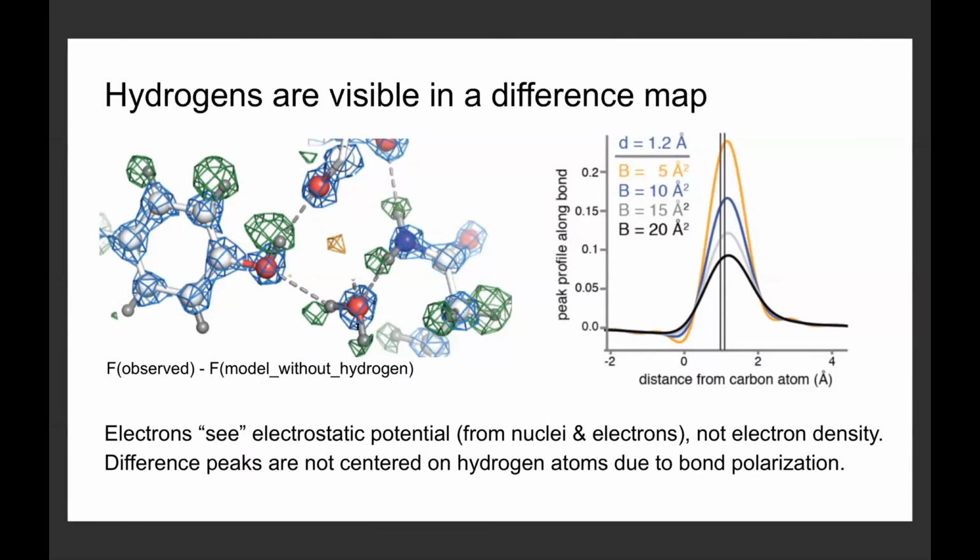Electrons see electrostatic potential or Coulomb potential from both nuclei and electrons, not electron density as in X-ray crystallography. Because bonding electrons of carbon and hydrogen are polarized, the difference peaks are not centered on the position of hydrogen nuclei. This fact is already well known in neutron crystallography, and also in material science, but it was very nice to see this effect in protein single particle analysis as well.